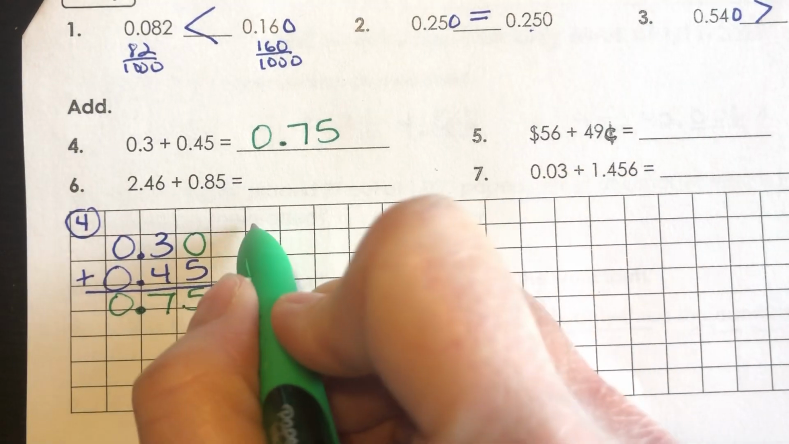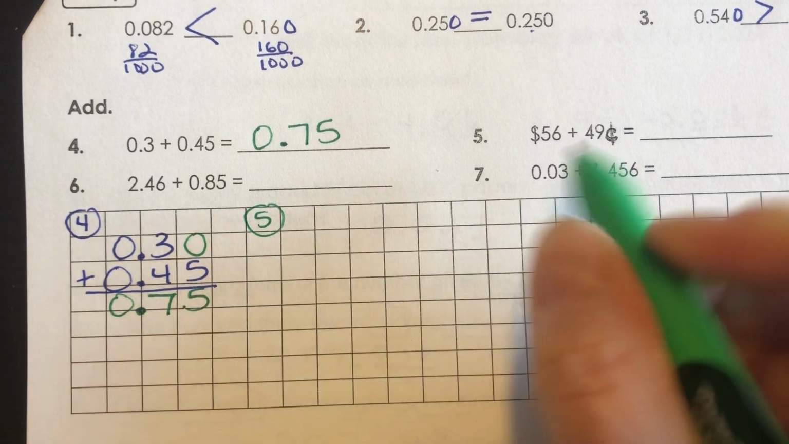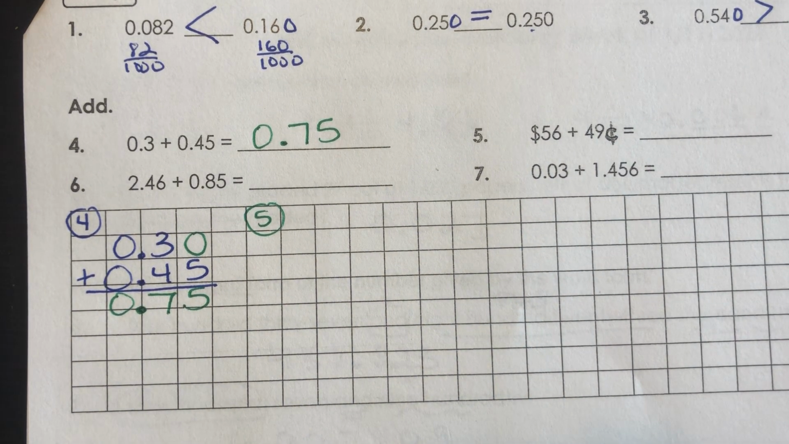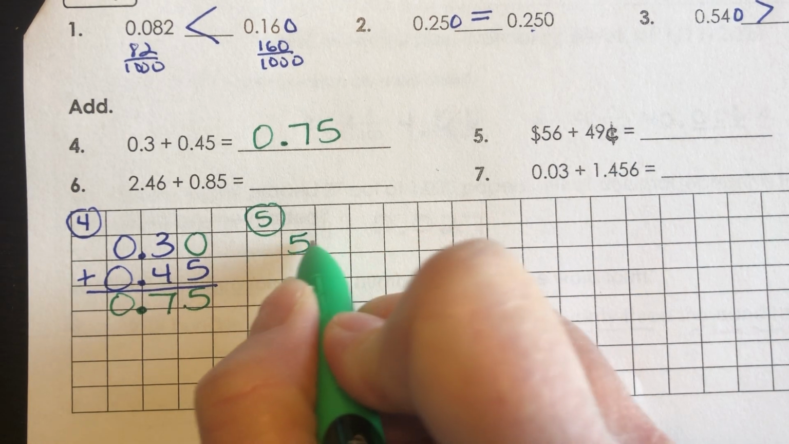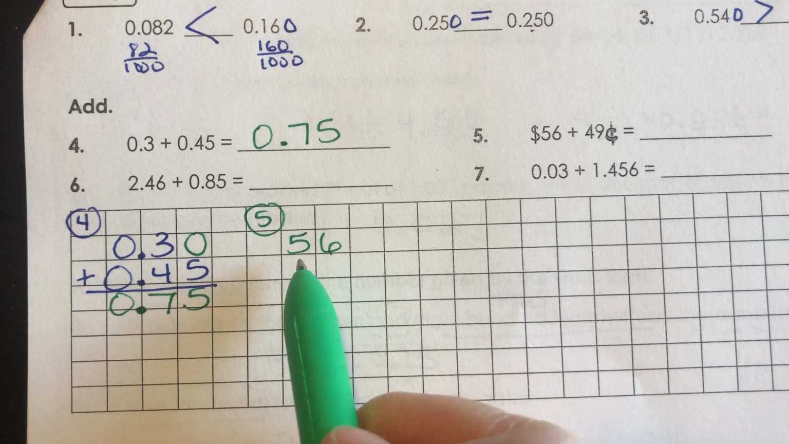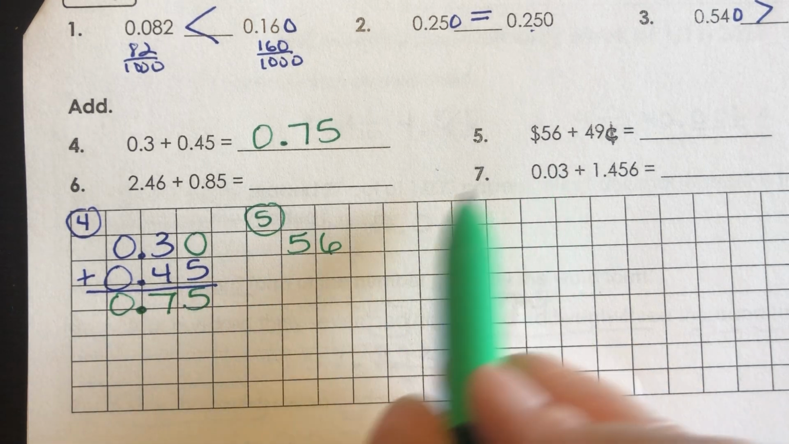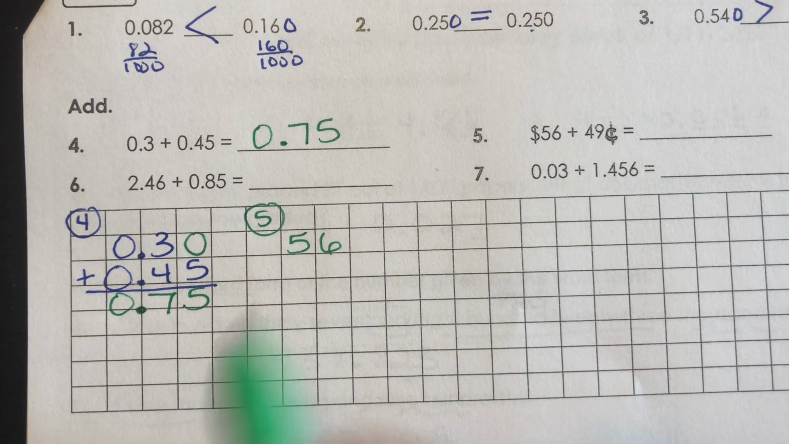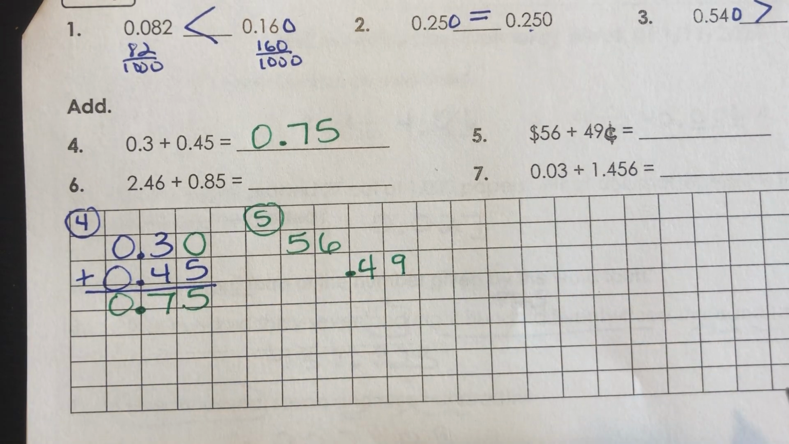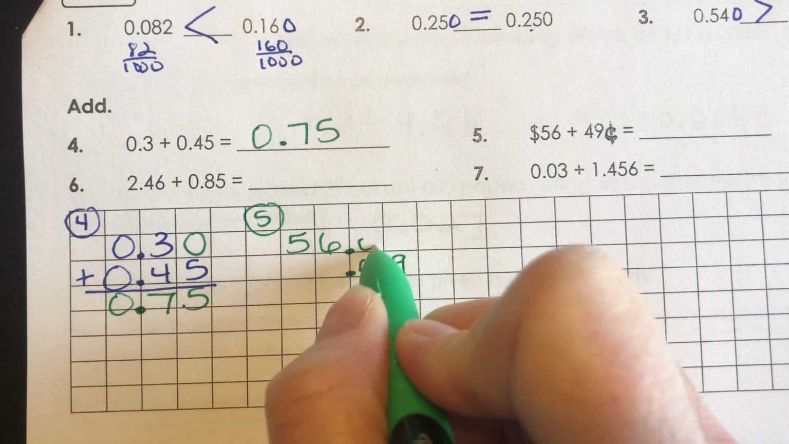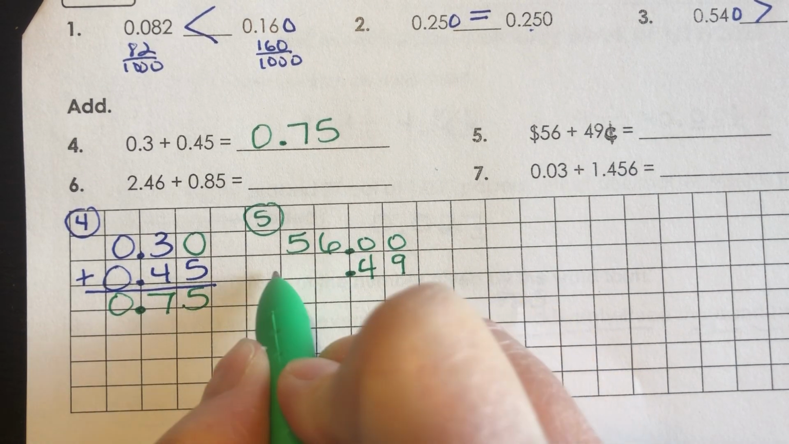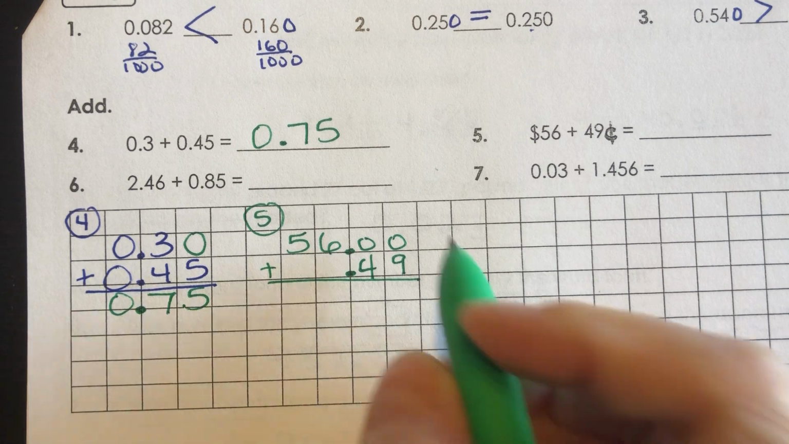For number 5, I'm gonna write that right next to it. I have $56 plus 49 cents. So $56 looks like that. 49 cents would not be 56 plus 49. 49 cents would be this. Right? Because if I said $56, that's $56. This is 49 cents. Now we're ready to add them.